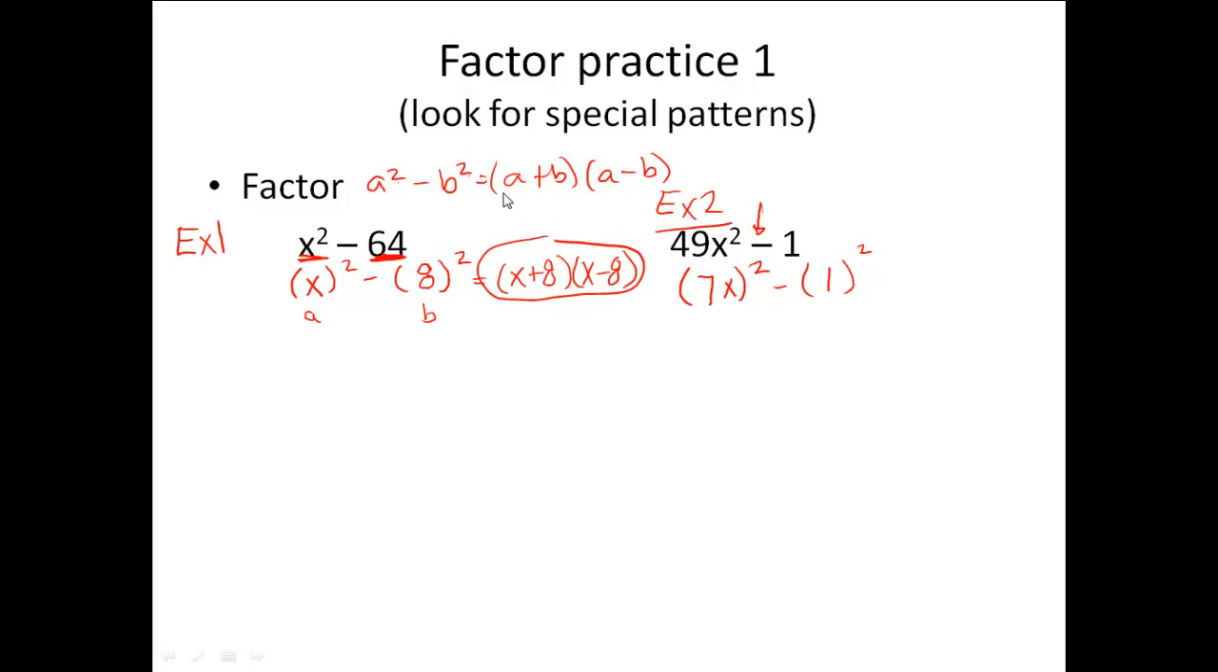So now if I go ahead and follow my pattern of a plus b, a minus b, I'm going to factor this into 7x plus 1 times 7x minus 1. And I would have it factored. So these patterns are like shortcuts that you can use for factoring.